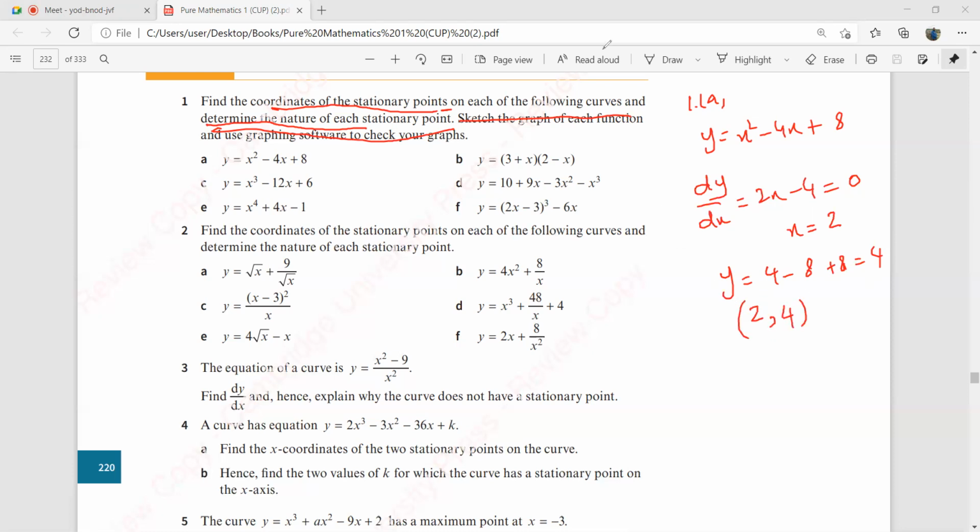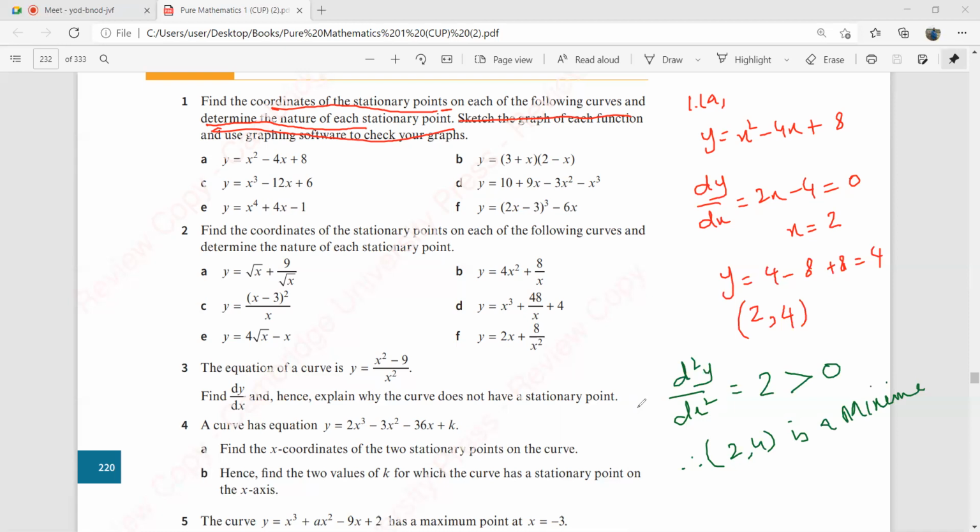Okay? Now we have to see if this point is a maximum point or a minimum point. For that purpose, you will find the second derivative. The second derivative is 2. You didn't have to substitute the value of x into it. This happened to be a number, so we can simply say, look, the second derivative is positive. Therefore, 2 comma 4 is a minimum. Yeah, it is a minimum point. It is a minimum.